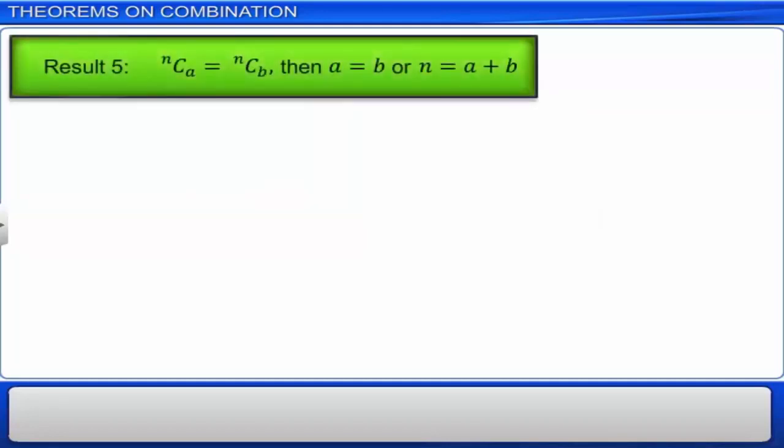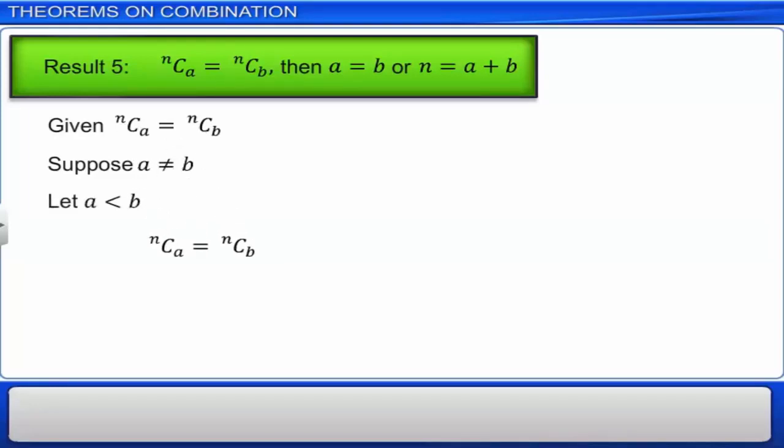One of the important results is, if nCa is equal to nCb, then a is equal to b or n is equal to a plus b. Given nCa is equal to nCb. Obviously, this relation holds true when a is equal to b. Next, we will consider the case where a is not equal to b. Without loss of generality, let's take a is lesser than b.